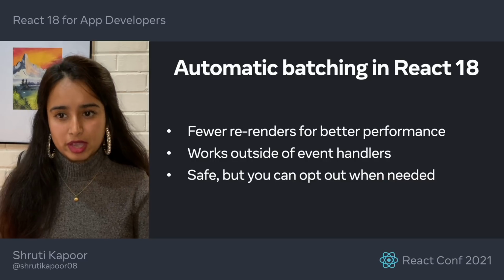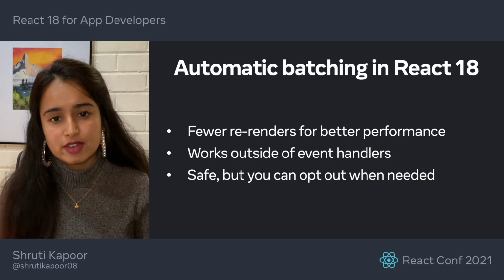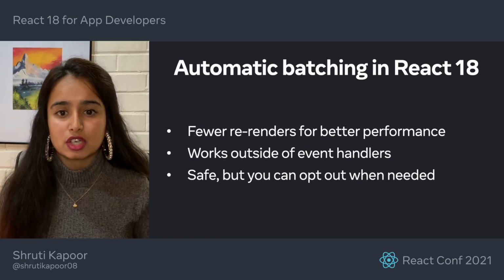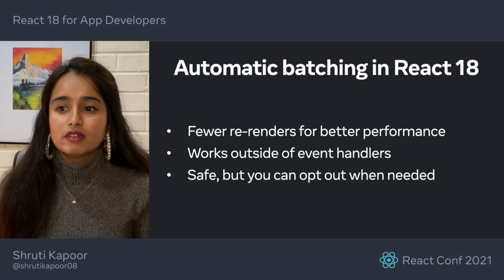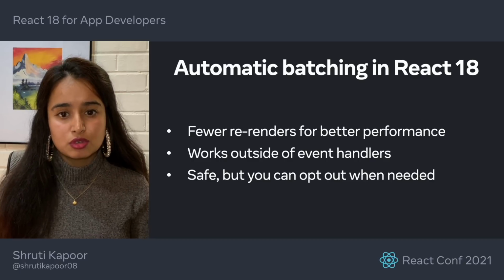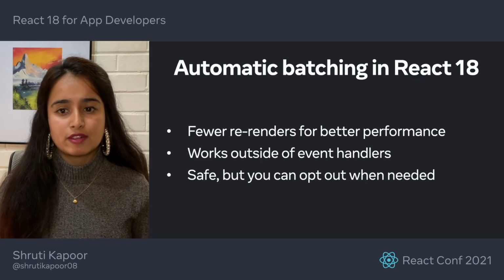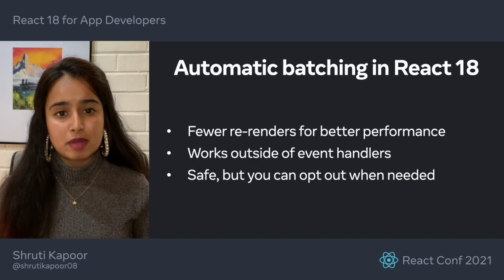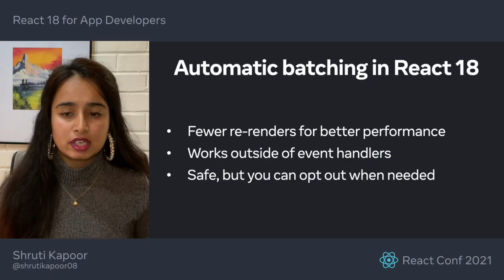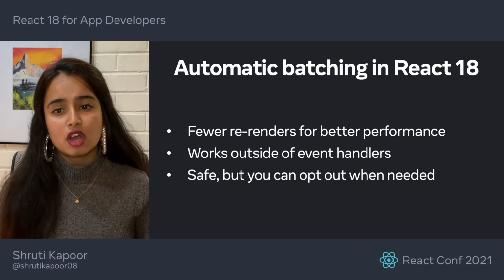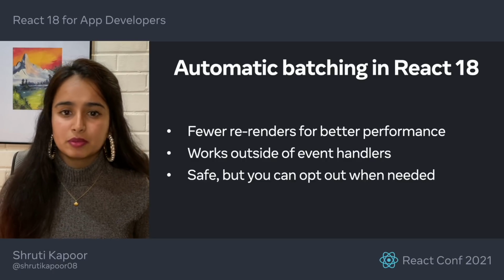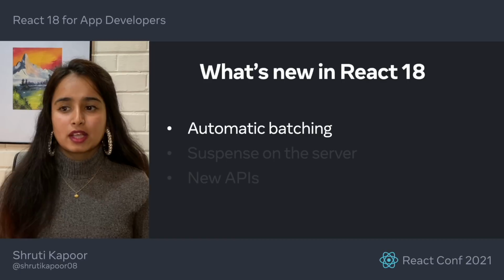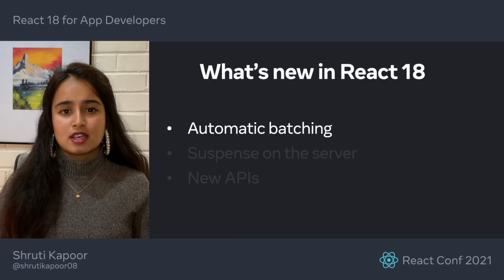So to summarize, automatic batching improves performance automatically by reducing the number of re-renders. It works no matter where you update the state, so for example, in events, in setTimeouts, in fetch, async or await functions. React makes sure that it is safe to do automatic batching. So for example, if we have 2 button clicks, they'll never be batched together. But even if you run into some problem, you can opt out of batching for a particular update with the help of flushSync. So that was automatic batching.